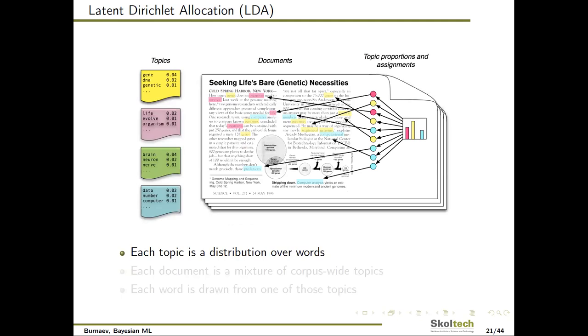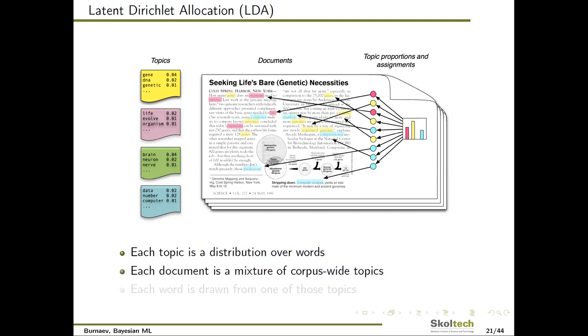And so what we assume, more formally, is that each topic introduces some kind of distribution of words. What kind of words you can encounter if you have a text of this topic, for example, for the yellow topic, we have gene, DNA, genetic, and so on, something which is very common in this type of text. For the blue topic, we have something connected to data, computer science, and so on.